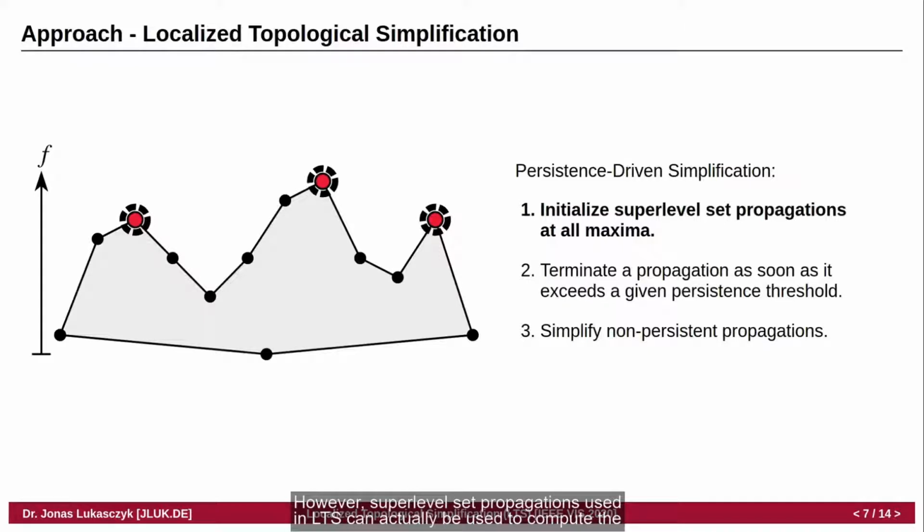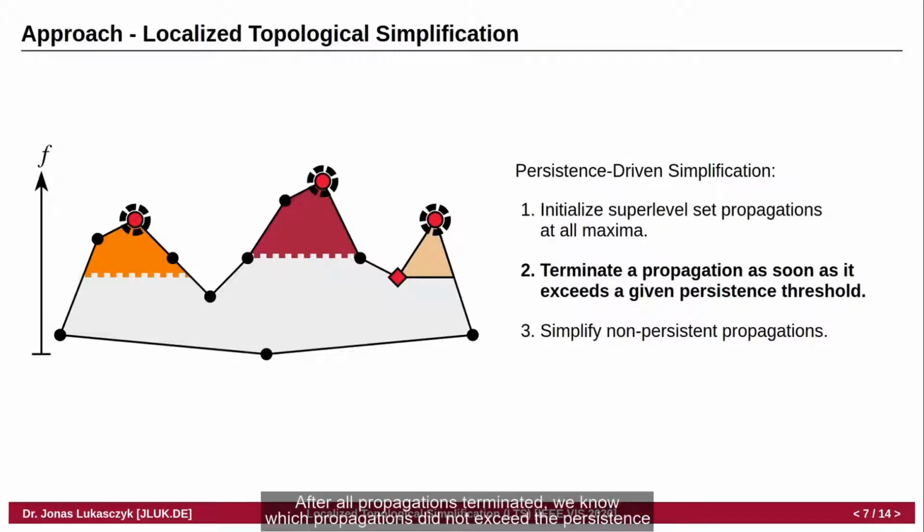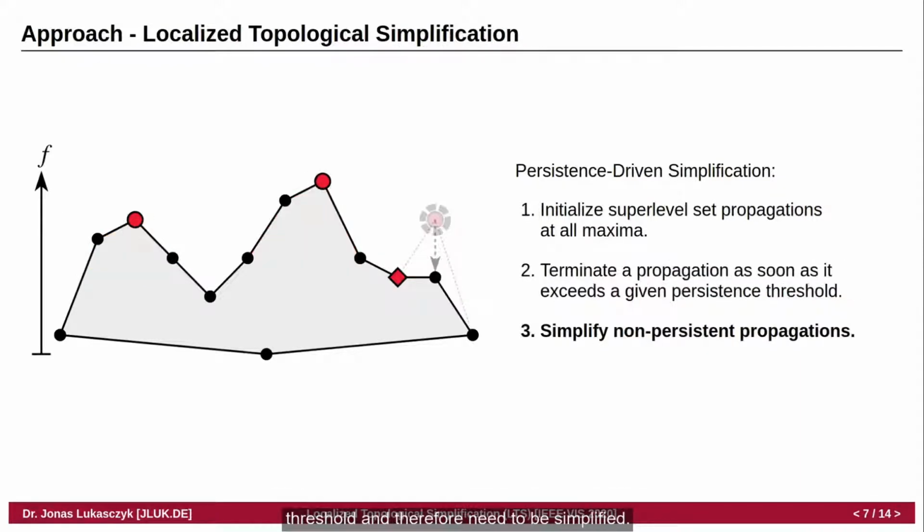However, superlevel set propagations used in LTS can actually be used to compute the non-persistent pairs without prior knowledge. So for this, LTS initializes for each maximum a superlevel set propagation as described before, but with the additional constraint that the propagation terminates as soon as it exceeds a given persistence threshold. After all propagations terminate, we know which propagations did not exceed the persistence threshold and therefore need to be simplified. This early escape provides a significant speedup over the previous approach, as we do not have to compute all persistence pairs in the pre-processing step.